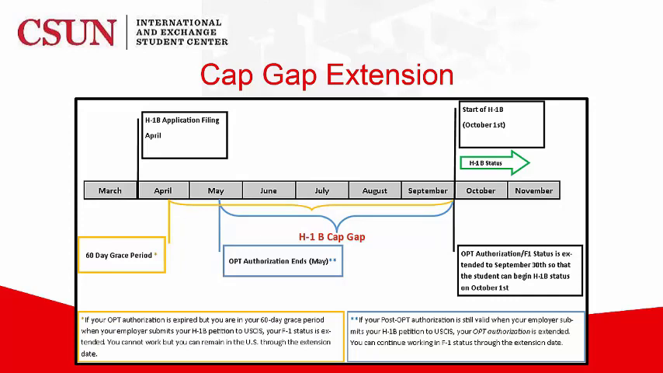If your post-OPT authorization is still valid when your employer submits your H-1B petition to USCIS, your OPT authorization is extended. You can continue working in F1 status through the extension date. For example, take a look at the blue section. If you are on approved post-OPT during May and you have a pending or approved H-1B petition, you can continue to work with your post-OPT F1 status until your H-1B status begins. Remember, new H-1Bs become effective each October 1st.